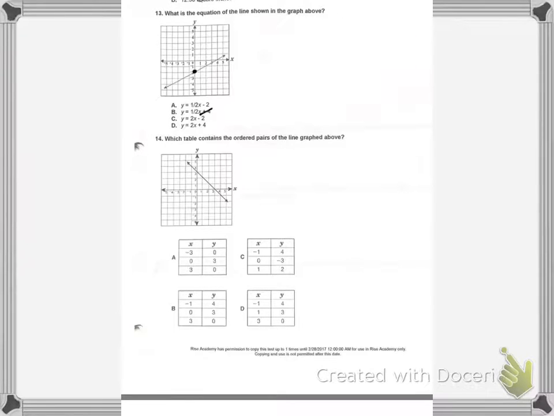Okay, so this one's 4, this one's 4. Okay, now let's find the slope. How many do I go up? How many do I go over? So I go up 1, over 1, 2. All right, so my slope is 1/2. So the one that shows that is A. Now again, you can plug in points into the equations, and that would help you as well.